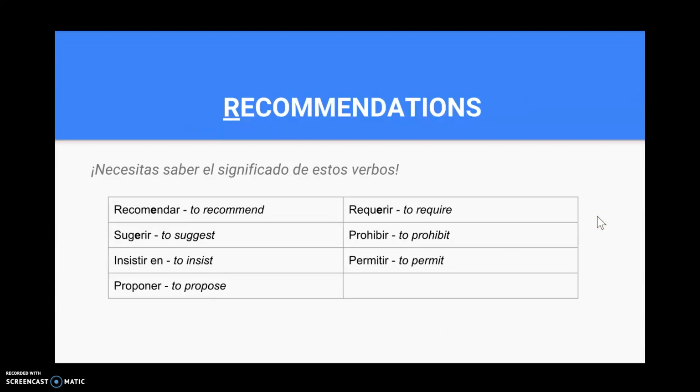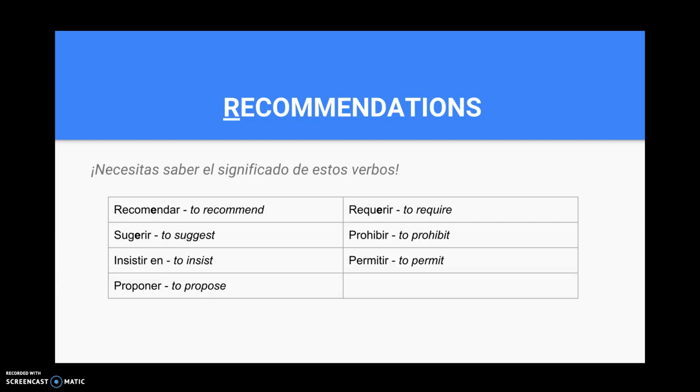We have the R for recommendations, and same thing. If you see one of these verbs in the first clause, and there's a change in subject between the first and second clauses, you need to use the subjunctive in the second clause. Recomendar, to recommend. Sugerir, to suggest. Insistir en, to insist on. Proponer, to propose. Requerir, there's an E to IE stem change there, to require. Prohibir, to prohibit. Permitir, to permit.